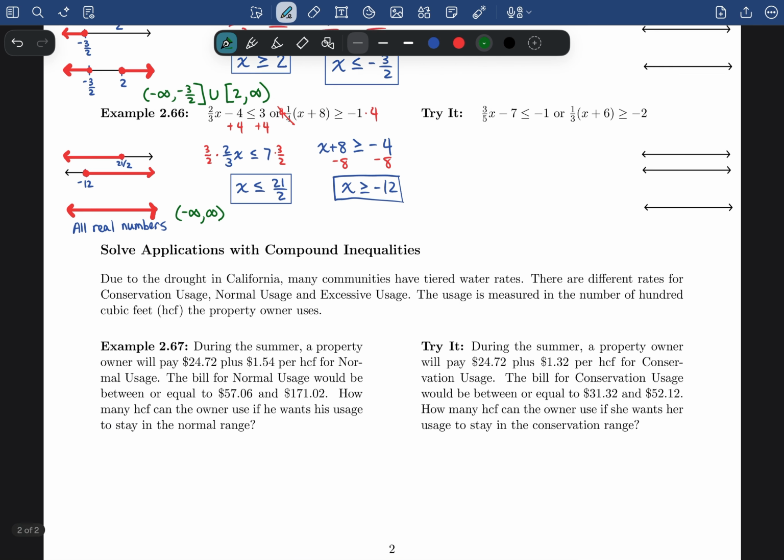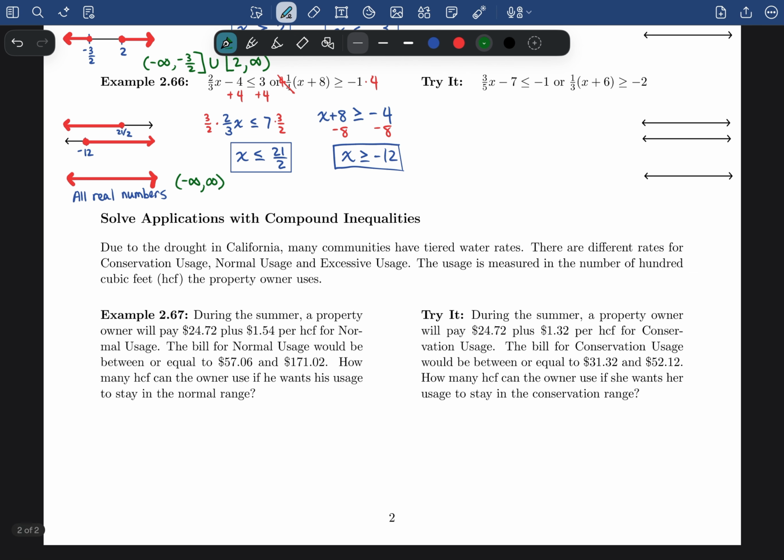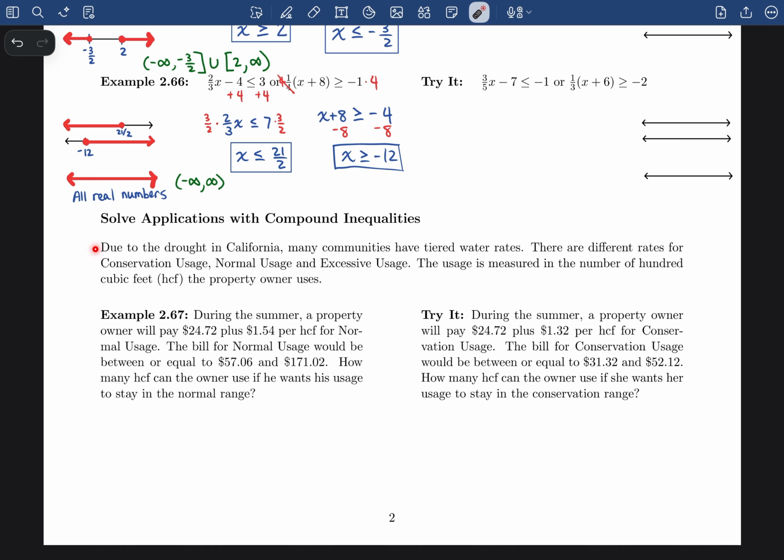Great. And we have one last problem, and it's an application problem with compound inequalities. So let's give you some context. Real world context here. Due to the drought in California, many communities have tiered water rates. There are different rates for conservation usage, normal usage, and excessive usage. The usage is measured in the number of 100 cubic feet the property owner uses.